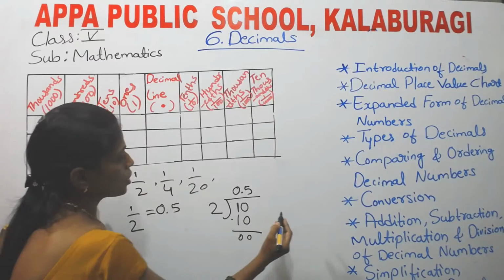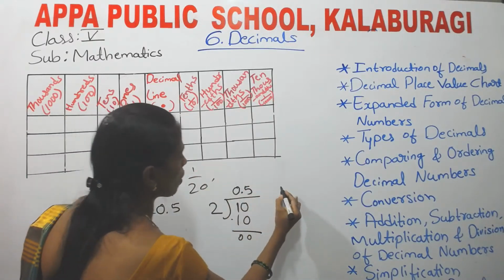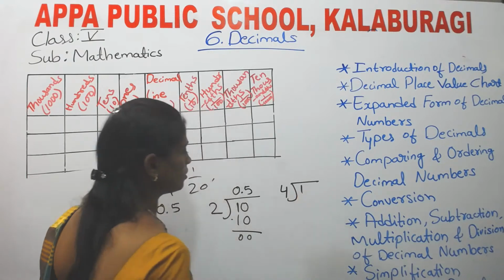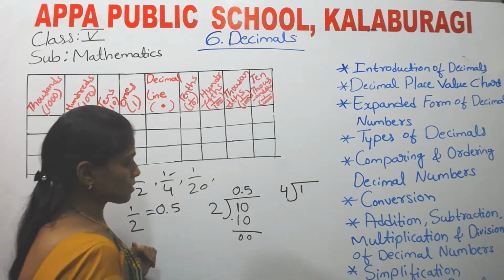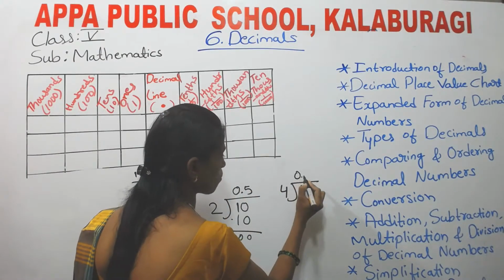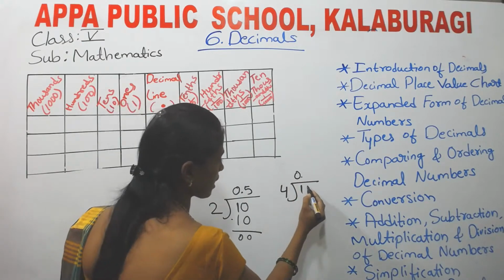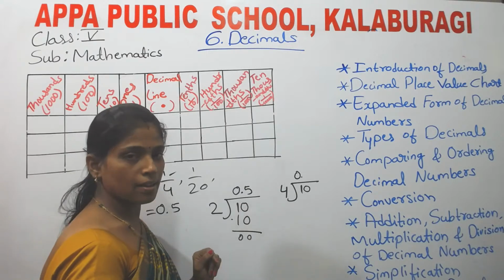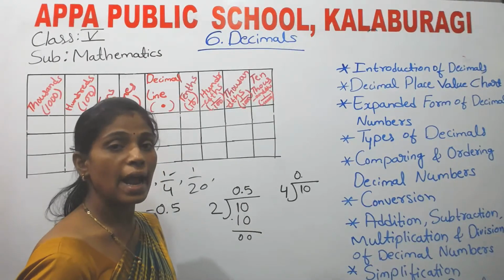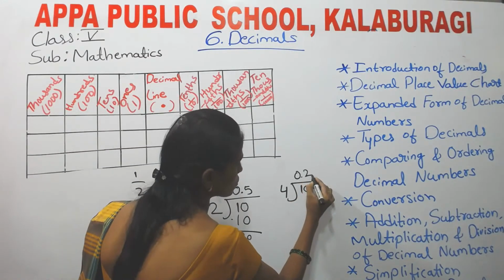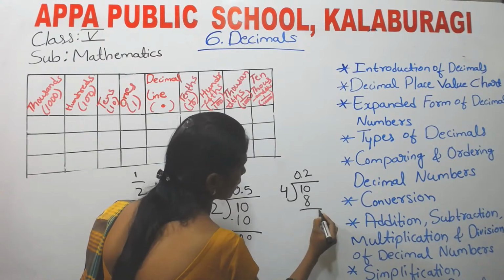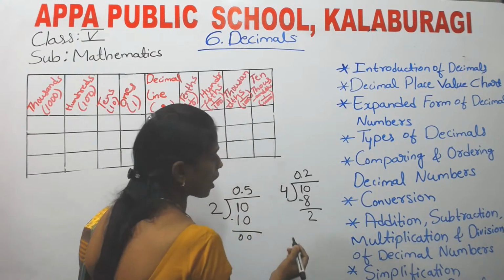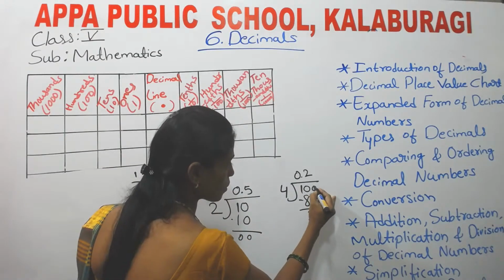Next, you can do this again. That is 1 divided by 4. How? This is also the same. Here also use 0 point. After that, take one 0 here. In the 4 times table, is 10 there? No. It is 4 eights, 8. You can take 4 eights. 10 minus 8, you will get 2. Now, I have to write one 0 here.